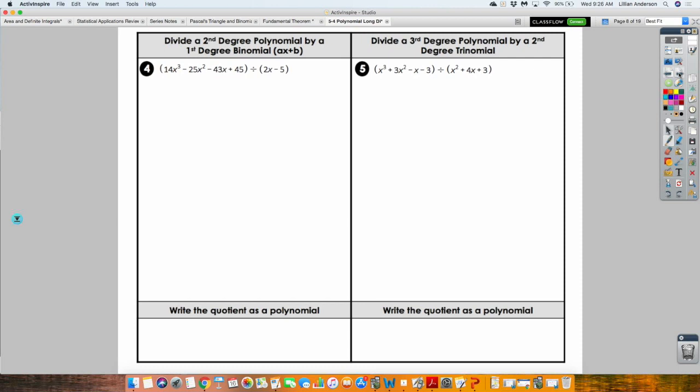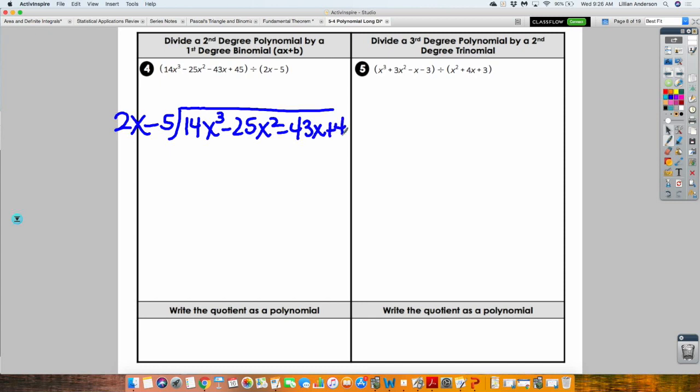Yeah, it's just instead of being something that's an x plus a number or x minus a number, now there's a number in front. But it doesn't change our process. We still go about it the same way. My divisor is 2x minus 5, and my dividend is 14x to the third minus 25x squared minus 43x plus 45. I'm not missing any terms or any x's, so I'm good, and it's in order.